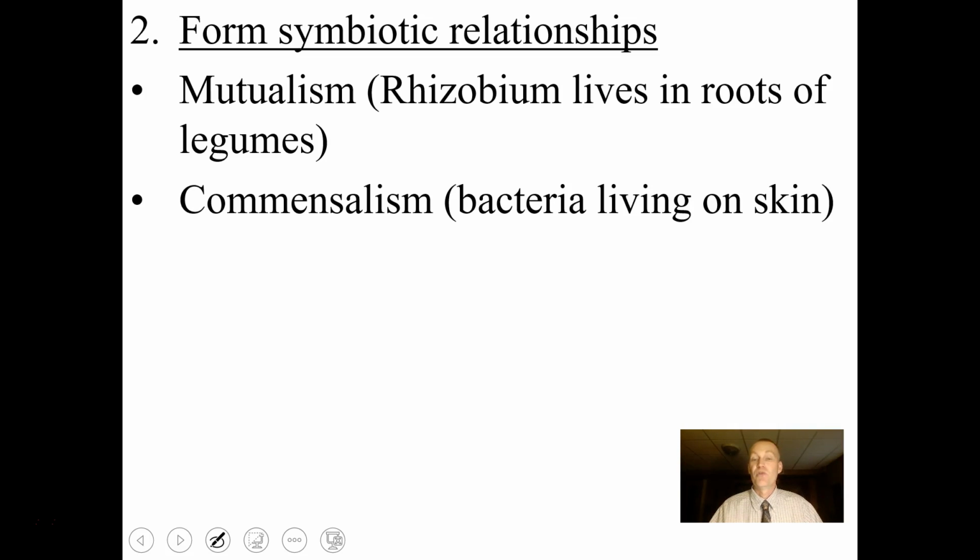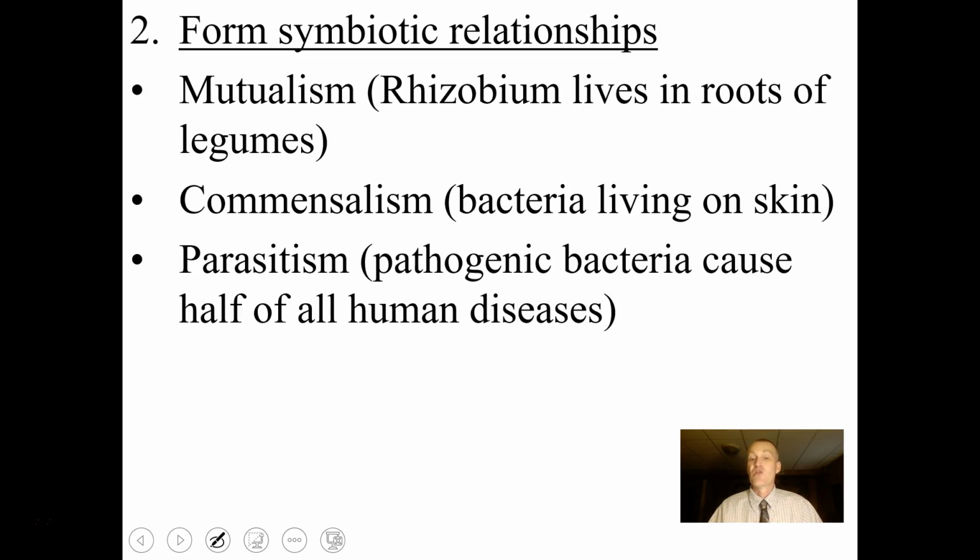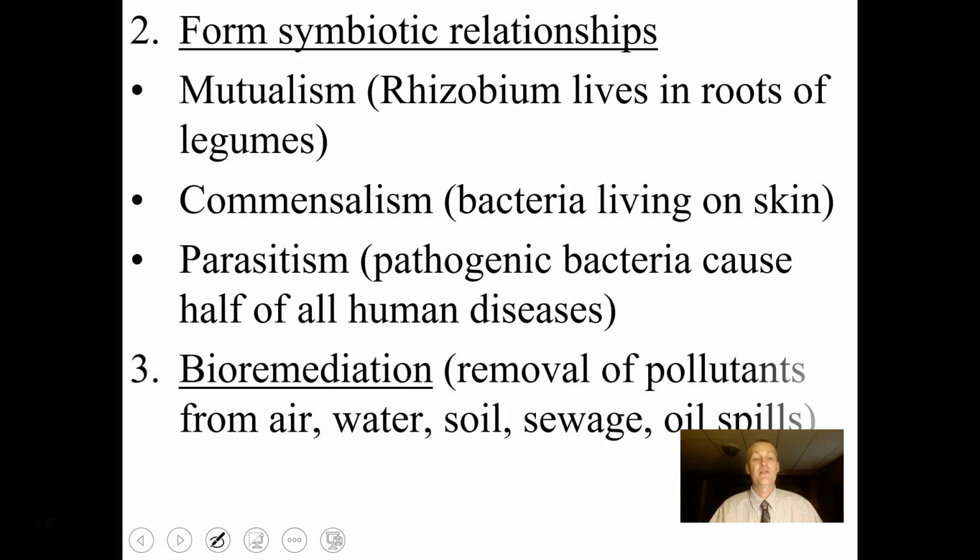They live on our skin in commensalistic forms where they eat skin cells, but they don't really help us in any way. They don't hurt us in any way. Some of them are parasitic. Some of them cause some serious human diseases.